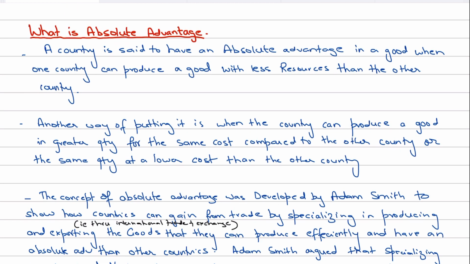So guys, what is absolute advantage? A country is said to have an absolute advantage in the production of a good when it can produce that good with fewer resources than the other country. So if I can produce, let's say, good A using fewer resources than any other country, then I have an absolute advantage in producing good A. While if the other country can produce good B using fewer resources, then the other country is said to have an absolute advantage in the production of good B, right?